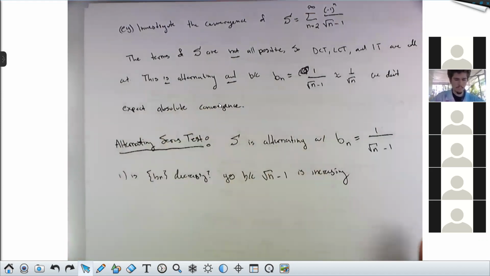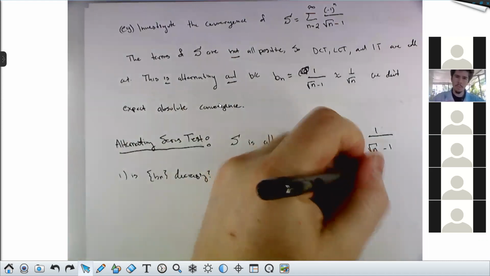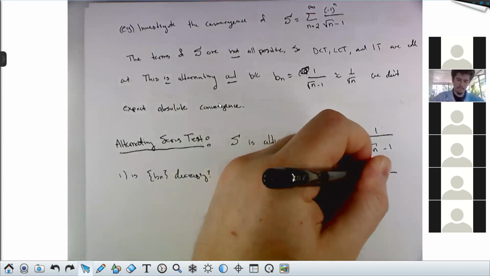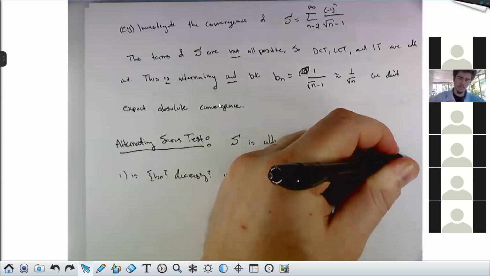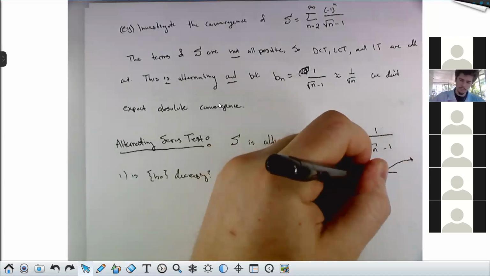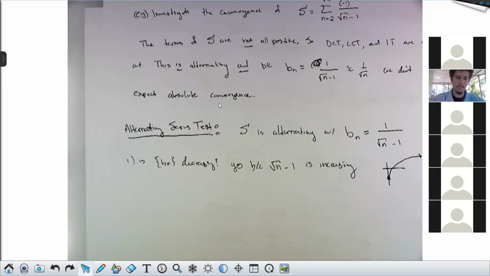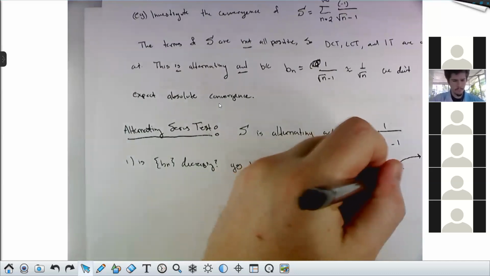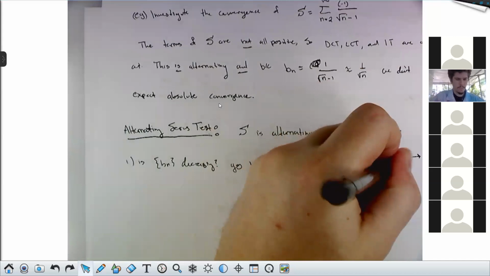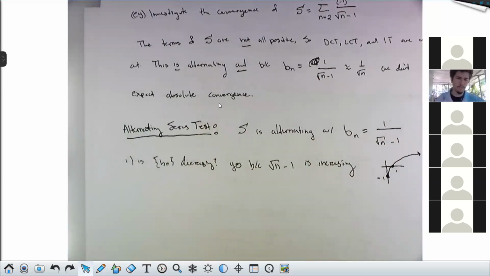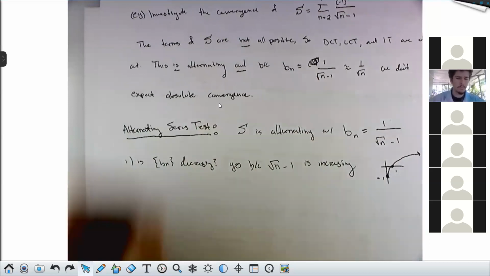We should all know the graph of root n. Root n minus 1 looks like this. No asymptote there, right? It hits the point (0, -1). This is (1, 0). But yeah, that's what root n looks like, that's what root n minus 1 looks like. So yeah, that's increasing. So this is the reciprocal of a decreasing function.